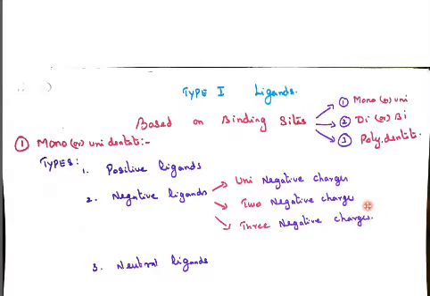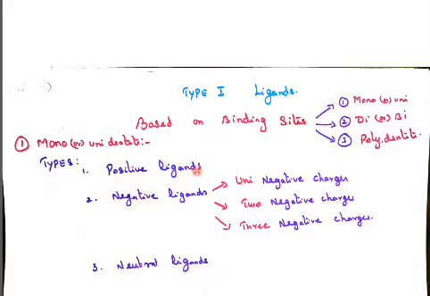Let us see the types based on binding sites. Monodentate is called unidentate, with only one donor atom. Didentate or bidentate ligands have two donor atoms in a single ligand, and polydentate ligands have many. Now we will see the types of ligands: positive ligands, negative ligands and neutral ligands.